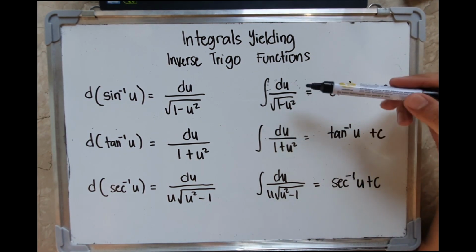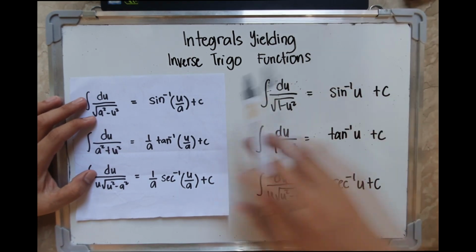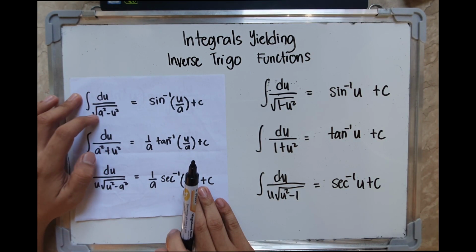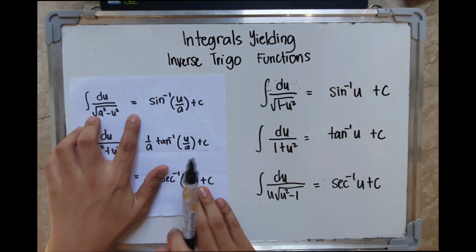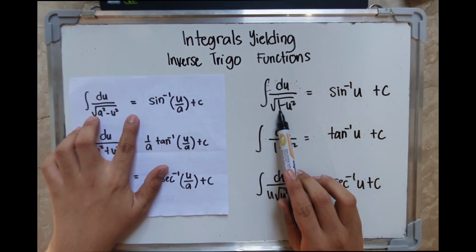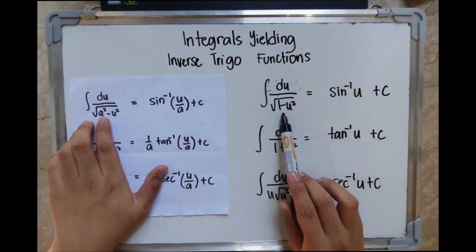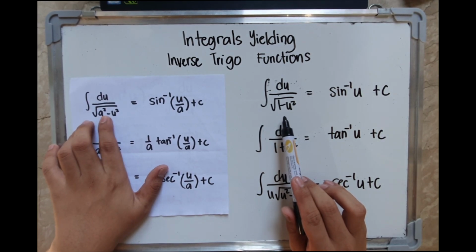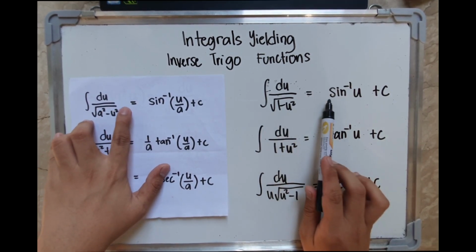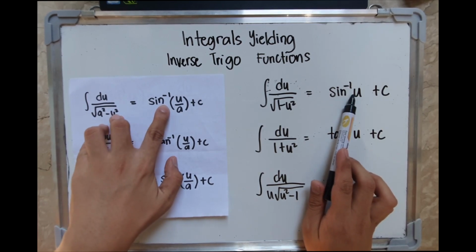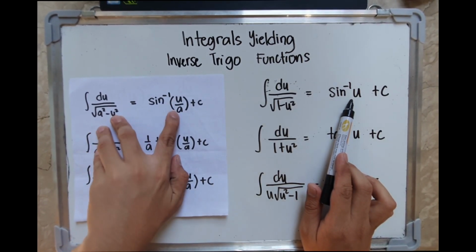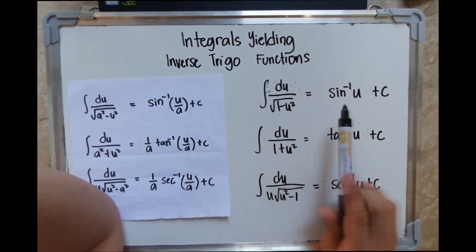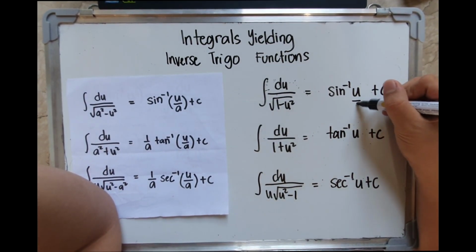So the additional formula is the integral of du over the square root of a squared minus u squared. So it is no longer 1. It is now a squared. This could be any constant, 3, 15, 25 raised to the second power. So still resulting to the arc sine. This time it's u over a here. This is u over an imaginary 1.